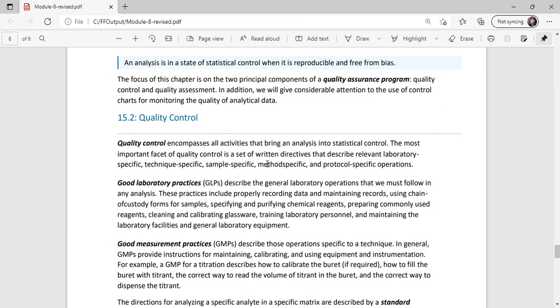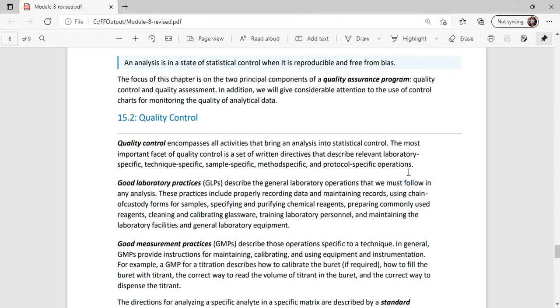For your quality control, this encompasses all the activities that bring the analysis into statistical control. Your daily performance, everything you performed, you gather it all for statistical analysis. The most important facet of your quality control is directives and the described relativity, laboratory specific, technique specific, also sample specific, method specific, and protocol specific operation.